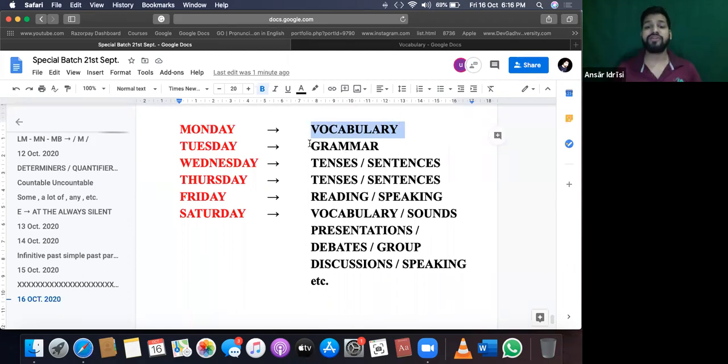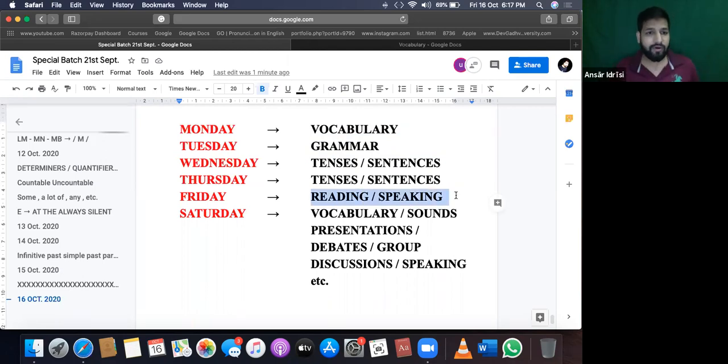Next on Tuesday we are going to have grammar. We are going to learn grammar on Tuesday. On Wednesday and Thursday, we are going to have sentences and tenses. Present tense, past tense, future tenses and so on. So tenses and sentences we are going to learn on Wednesday and Thursday, 2 days. Next, on Friday, we are going to have reading and speaking.